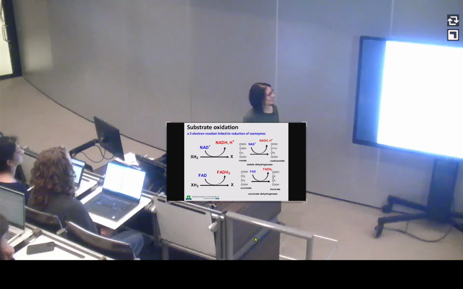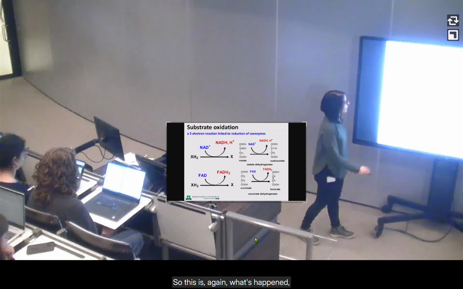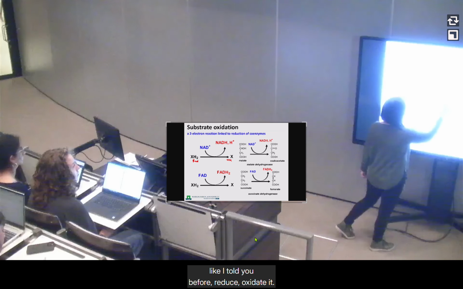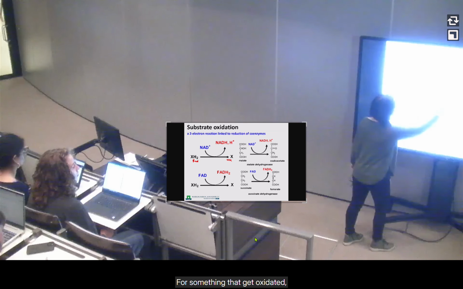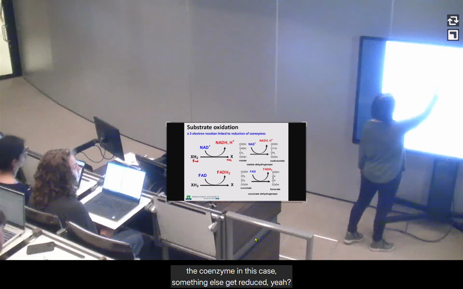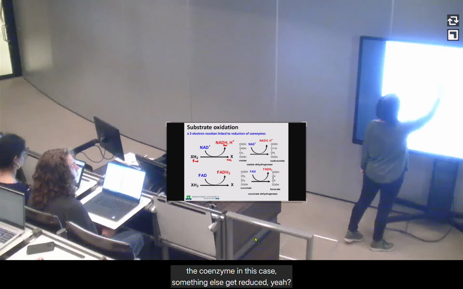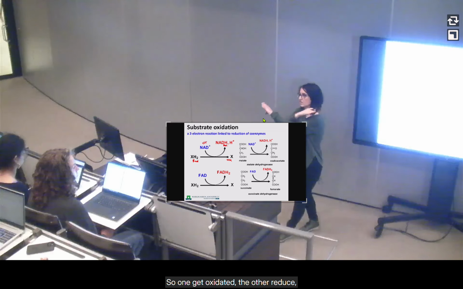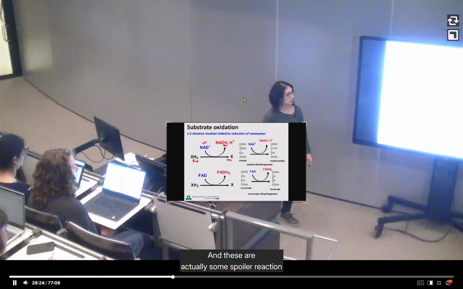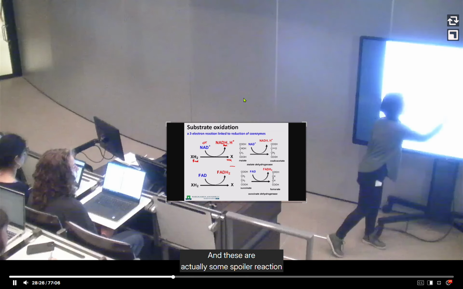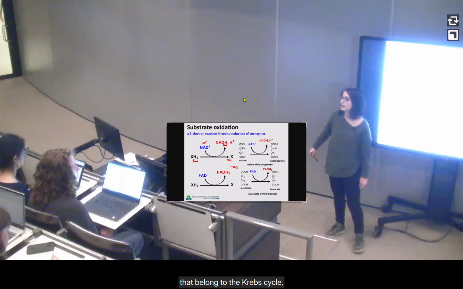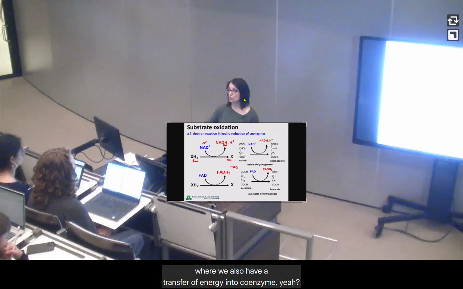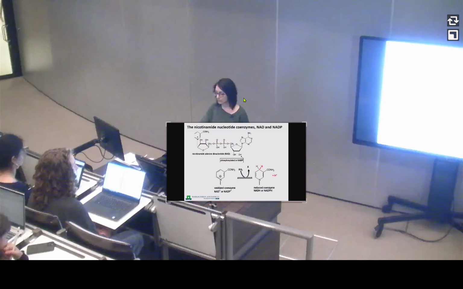Okay, that's too much. Again, another type of reaction. So this is, again, what happened, like I told you before. Reduced, oxidated. For something that gets oxidated, the coenzyme, in this case something else, gets reduced. Yeah? So it's always like this. It's like an X. One gets oxidated, the other reduced, and the other way around. And these are actually some spoiler reactions you will see in the second hour that belong to the Krebs cycle, where we also have a transfer of energy into coenzymes. Yeah?